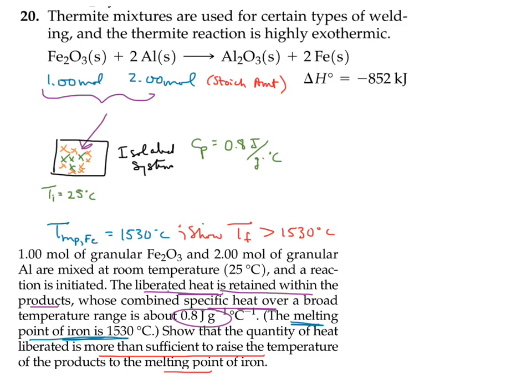So here's this one. You see the chemical reaction of interest: Fe2O3 and Al reacting to form Al2O3 plus Fe. Notice they give you the amount of the two reactants in moles. Check it out: 1 mole of Fe2O3, 2 moles of aluminum.